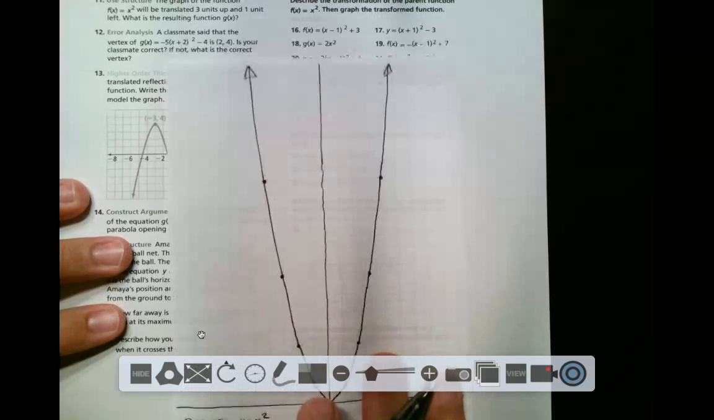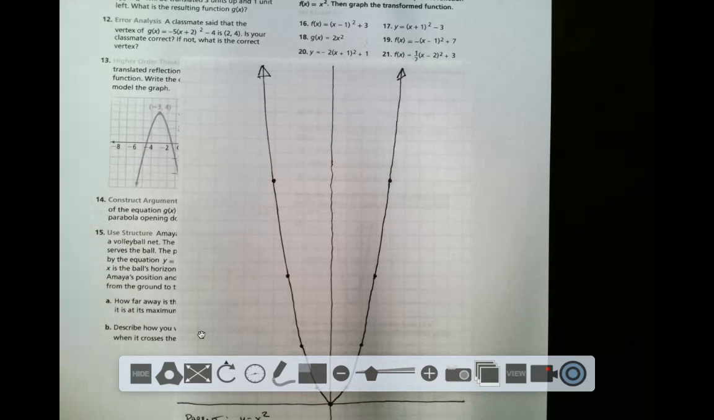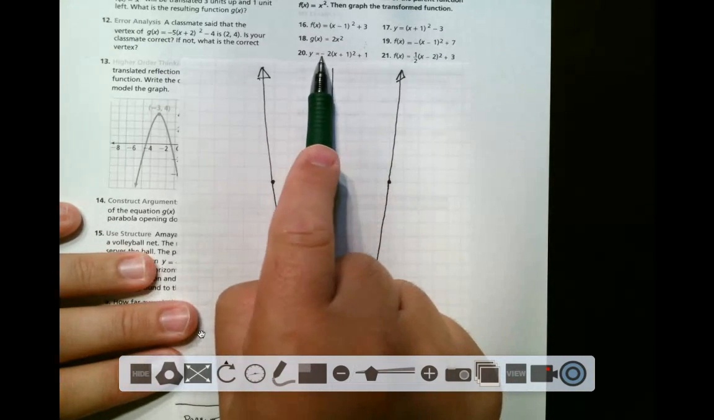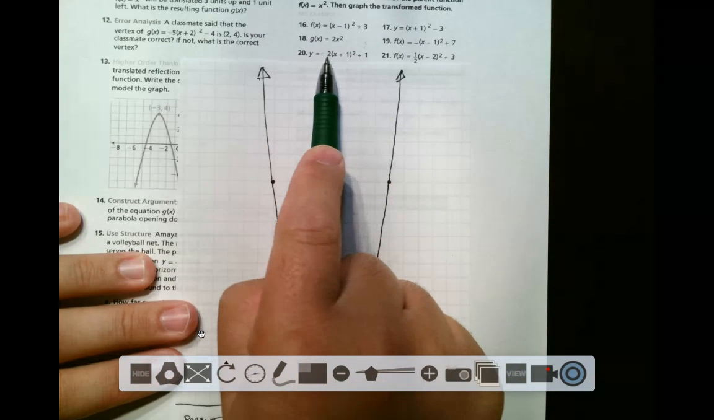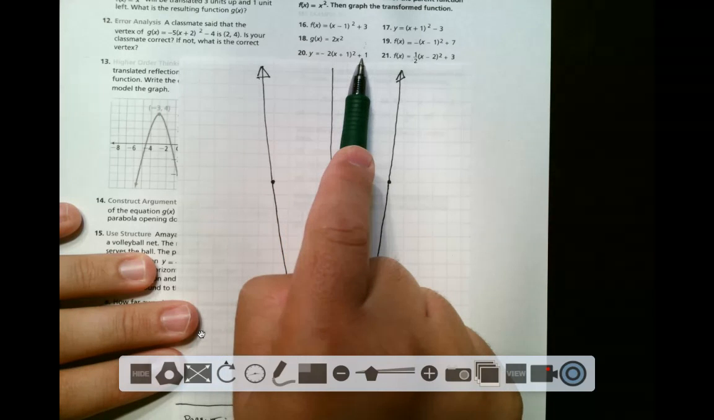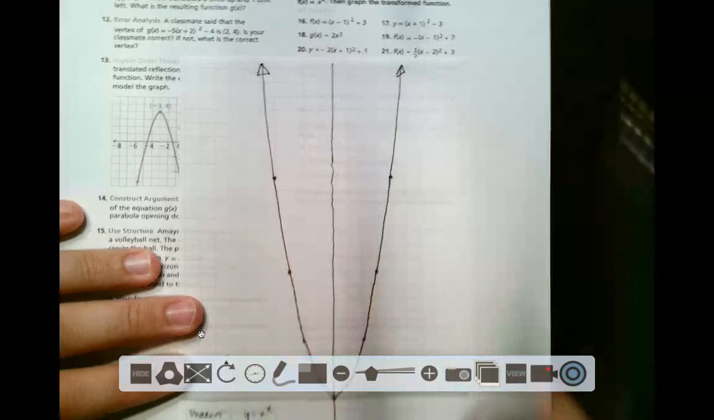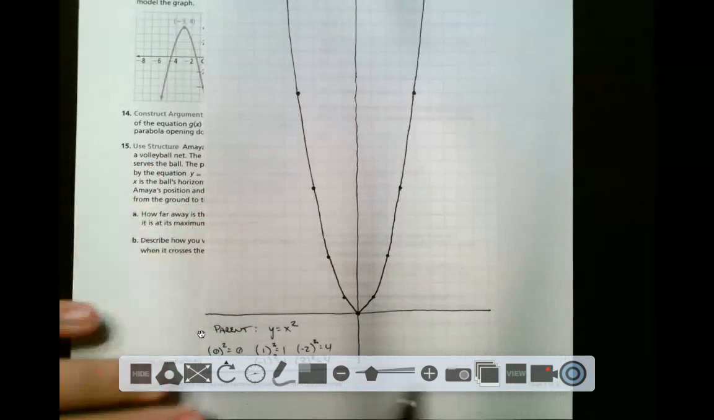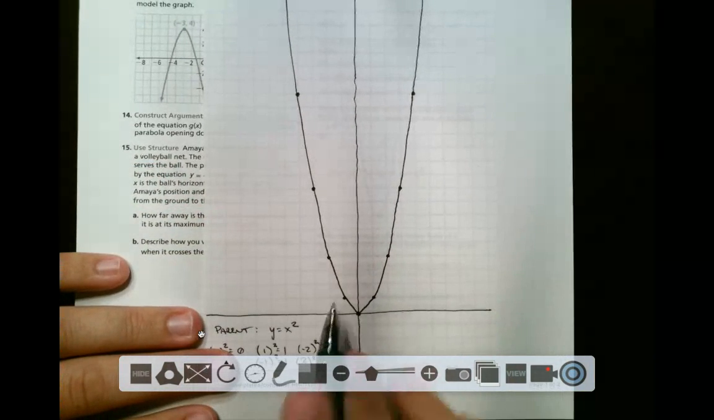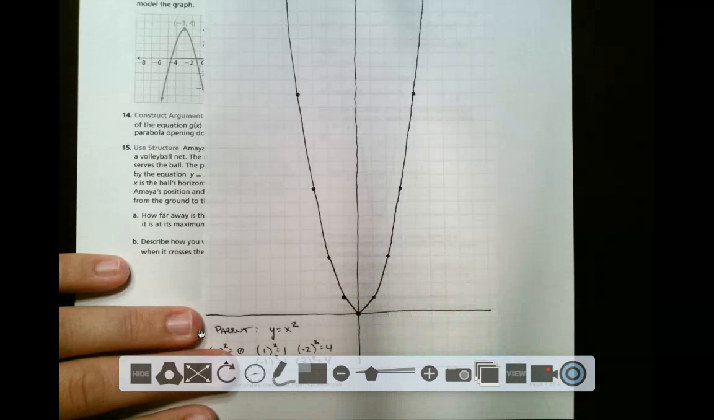So again, we're doing number 20. Let's go ahead and draw this function that's on there. So there's 4 transformations. It's going to reflect, it's going to stretch by a factor of 2, it's going to shift left 1, and it's going to shift up 1. So the first thing I'm going to start with is the vertex. So I'm going to start from that vertex, and I'm going to go left 1, up 1. So there's my new vertex.